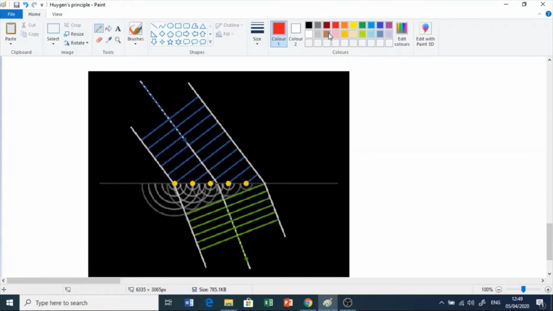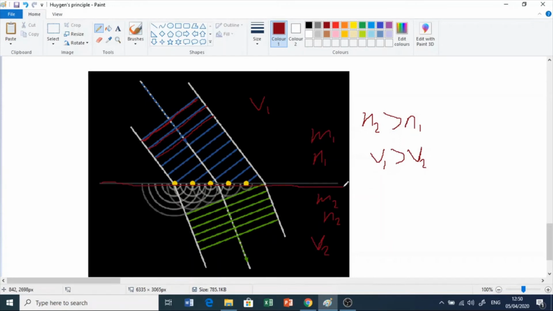Now, as you see here, we have some wavefronts moving from this medium M1 to medium M2. Assume the indices of refraction are N1 and N2, and let's assume that N2 is bigger than N1. Now it means that the velocity here is V1 and the velocity here is V2, and V1 will be bigger than V2. And these wavefronts are moving toward the boundary between the two. This is the boundary between the two mediums of index of refraction N1 and index of refraction N2.